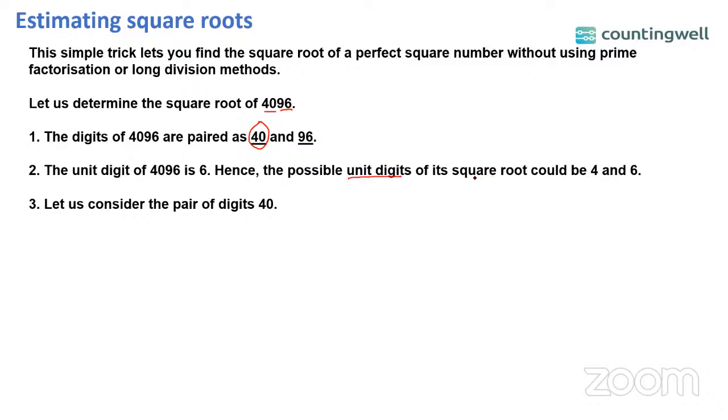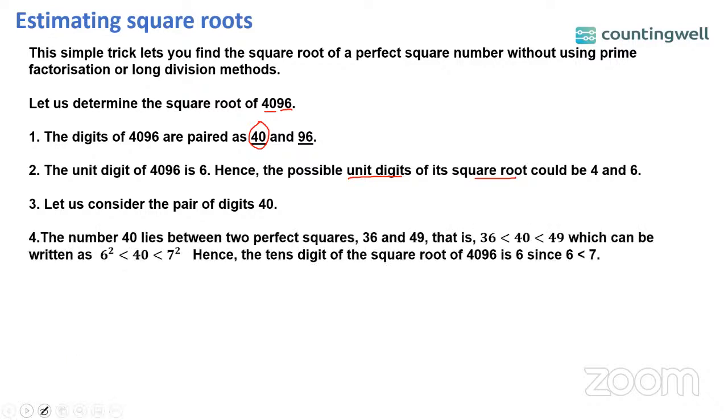Once the unit digit of the square root is fixed, we can find the first digits. So the number 40 lies between two perfect squares, which are 36 and 49. That is, 40 lies between 36 and 49. Here 36 and 49 are two perfect squares. That's why 40 lies between 6 square and 7 square. Hence, the tens digit of the square root is 6 because 6 is less than 7.